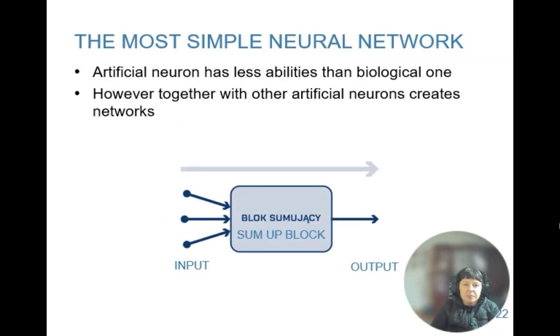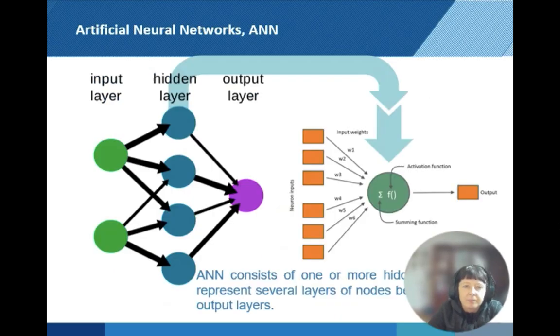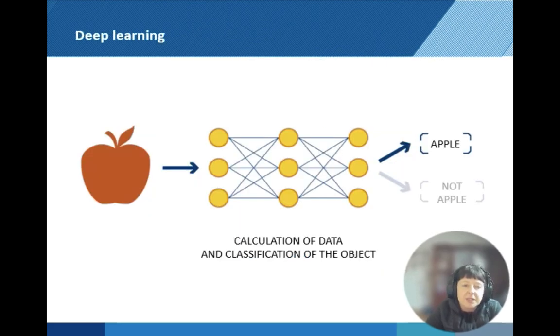And the most simple artificial neural network has fewer abilities than a biological neural network. However, together with other artificial neurons, it creates larger networks. So again, you've got an input, you've got a summand block, and you've got an output. Deep learning is based on artificial neural networks, which are mathematical models inspired by and modeled on biological neural networks. Artificial neural networks are able to model and process nonlinear relationships between inputs and outputs. An artificial neural network consists of an input layer, hidden layer or layers, and an output layer. And the hidden layers are the nodes between the input and the output layer.